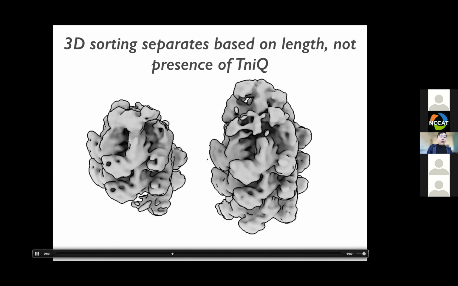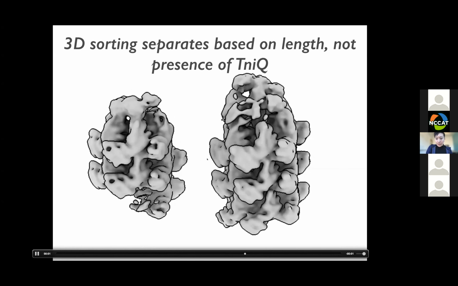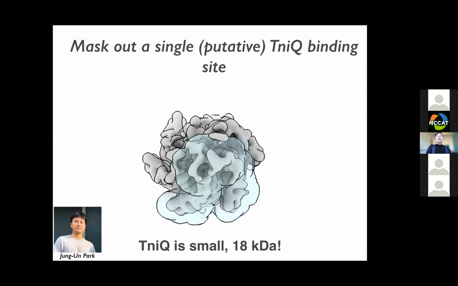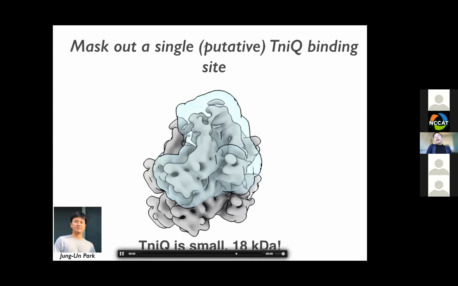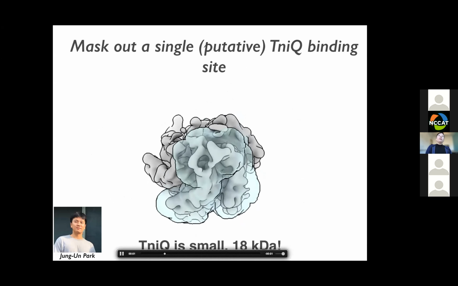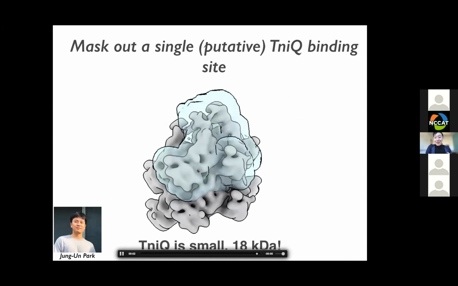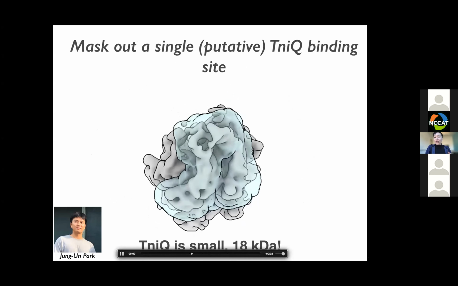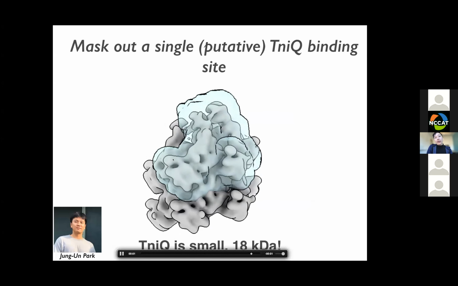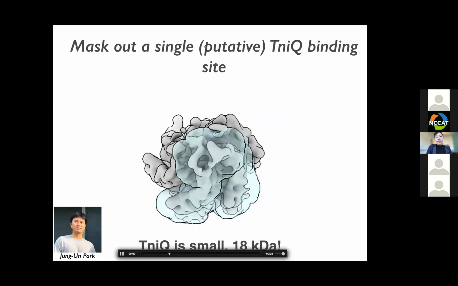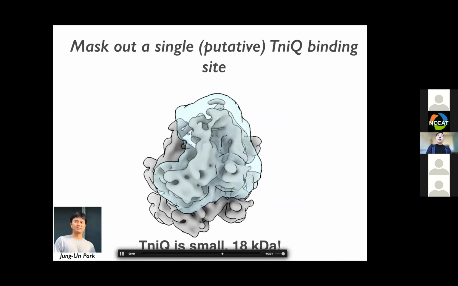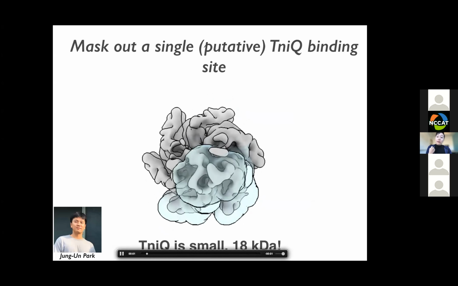But he also could then do focus classification by masking out a single TNIQ. By masking out a single TNIQ, this in light blue is what he has masked out of the filament. And what we're looking for in this focus classification strategy is the presence or absence of a single protein here, because TnsC should be present in all of these cases, but TNIQ would be either there or not, right? So we're looking for differences in terms of 18 kilodaltons of mass.